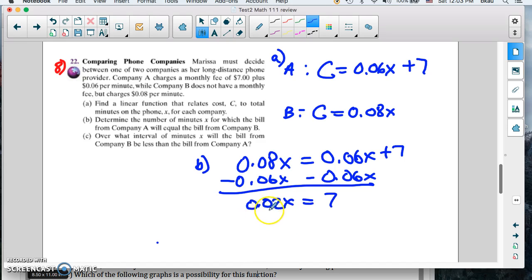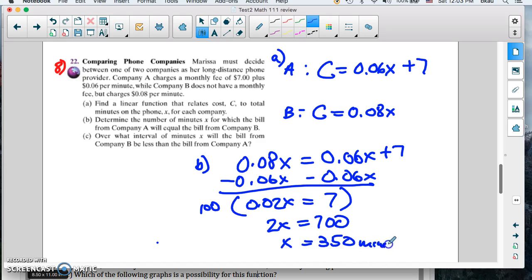We would divide. Let's multiply by 100 first. I don't like to deal with decimals, so if we multiply by 100, we get 2x equals 700. Now it's easier for me to divide. So that's 350 minutes. So they should be the same at 350 minutes.